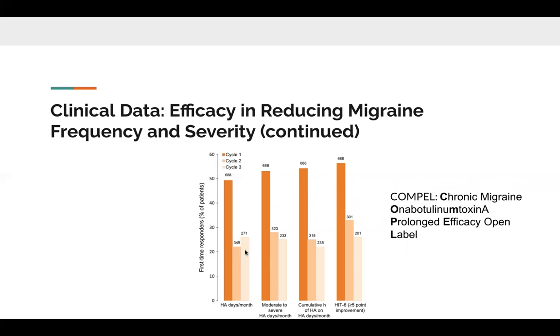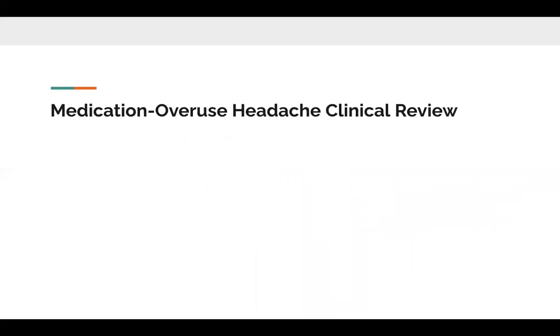But the presence of severe headaches, cumulative hours of headaches, and the HIT-6 scores still decreased further between cycles 2 and 3. So there may be a slight increase in headache days per month, but the severity, the length, and the effect on your everyday life still did decrease between cycles 2 and 3.